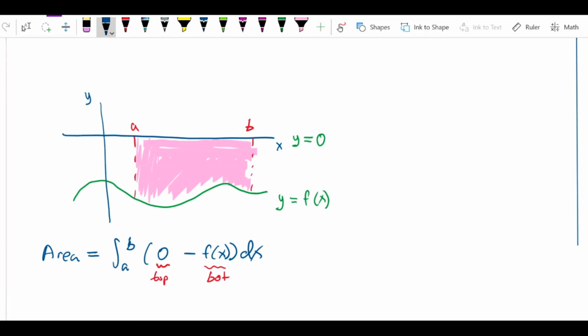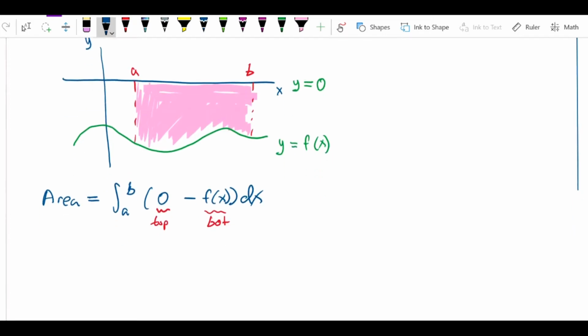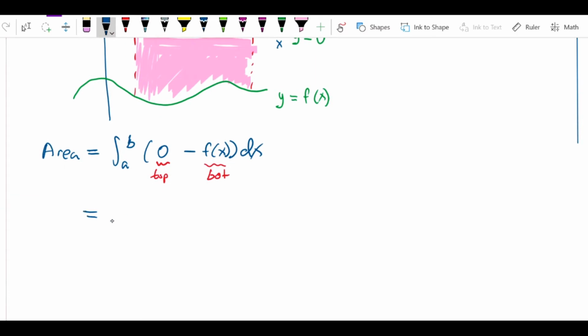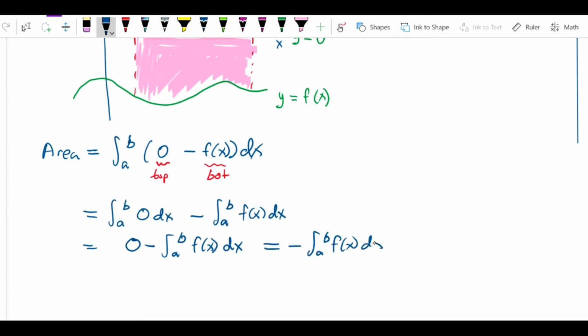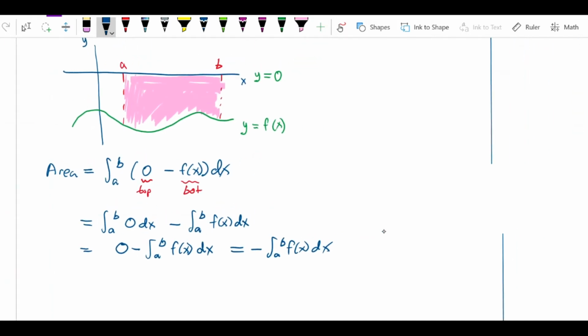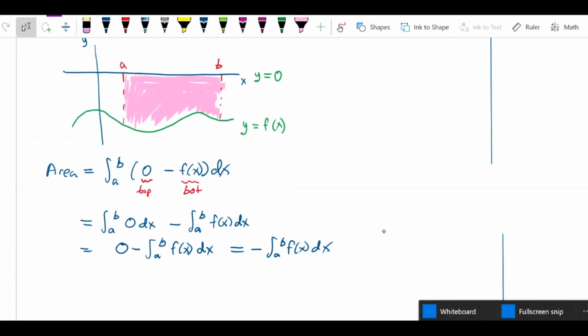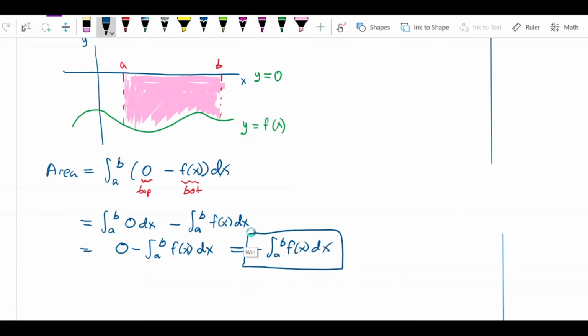We can now just do some algebraic simplification. And you now see the rule that some of you learned, that when the curve lies below the x-axis, the area is given by the negative of the integral rather than just the integral, as we've done with curves above the x-axis.